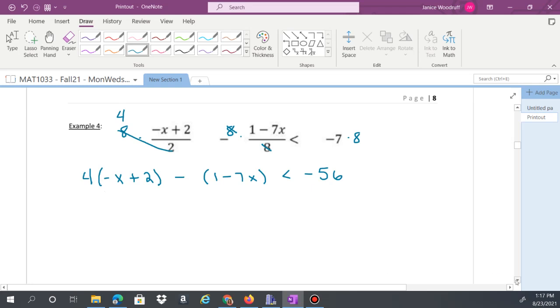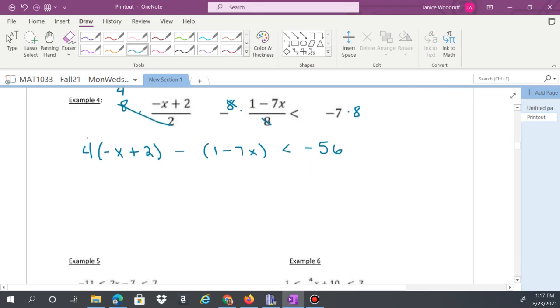All right, so now we want to distribute. So we're going to go 4 times negative x, negative 4x, 4 times 2, positive 8. This was minus the entire numerator here, so I need to distribute this negative sign, or you can pretend it is a negative 1, because it really technically is. Negative 1 times negative 1 is a negative 1. Negative 1 times negative 7 is a positive 7x. And that is less than negative 56.